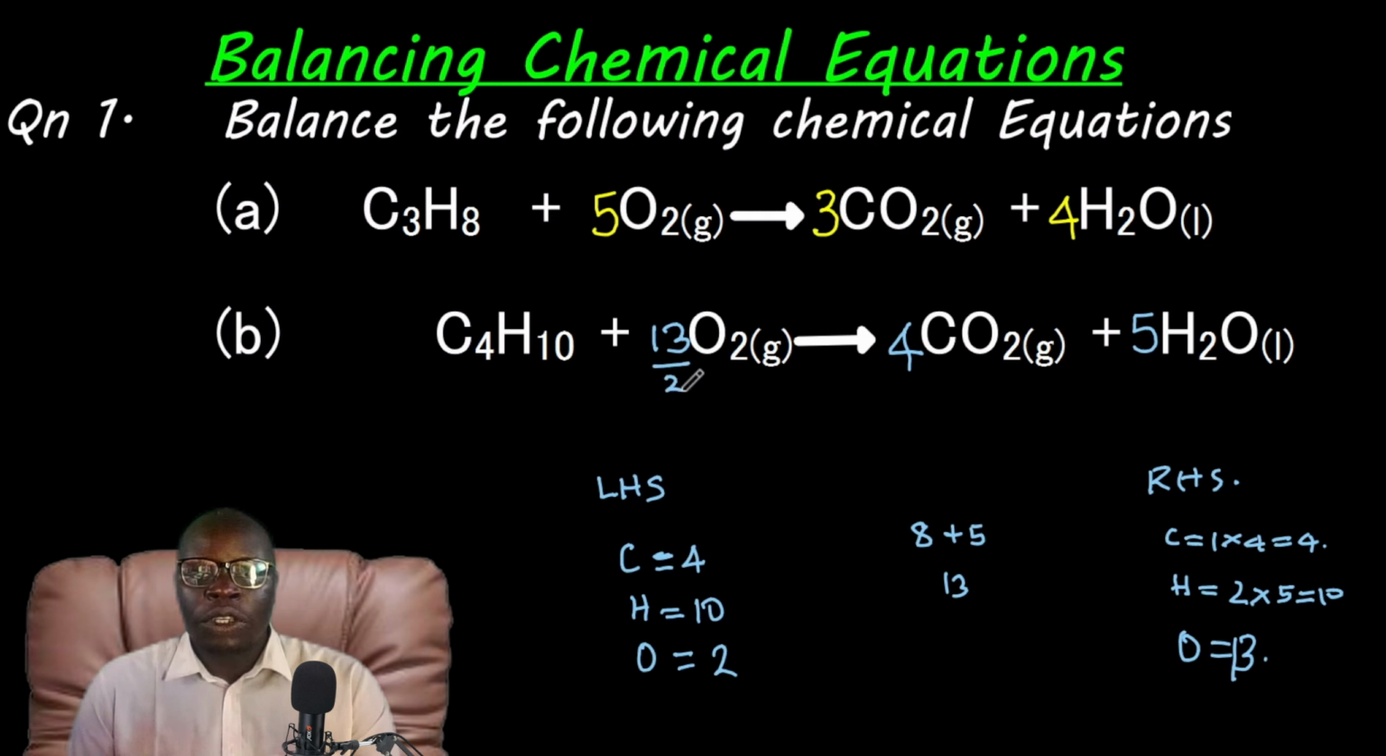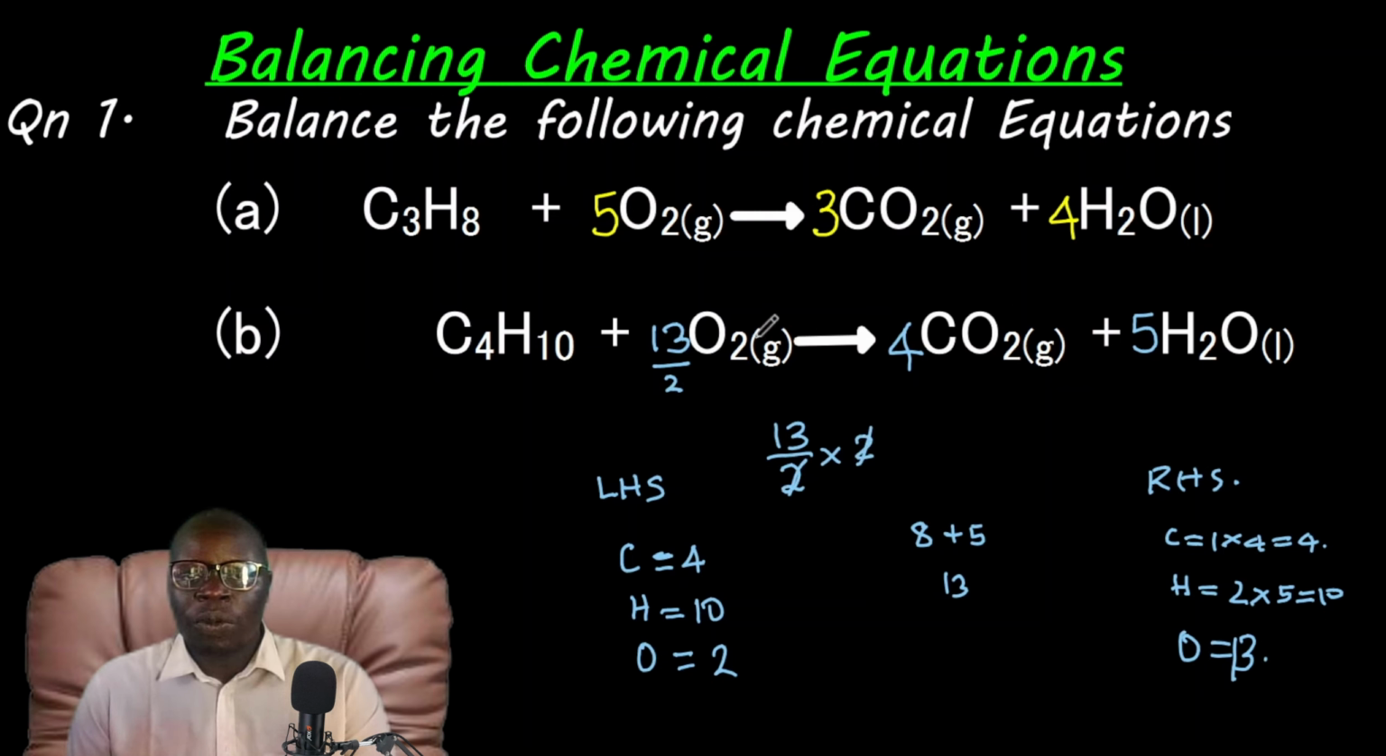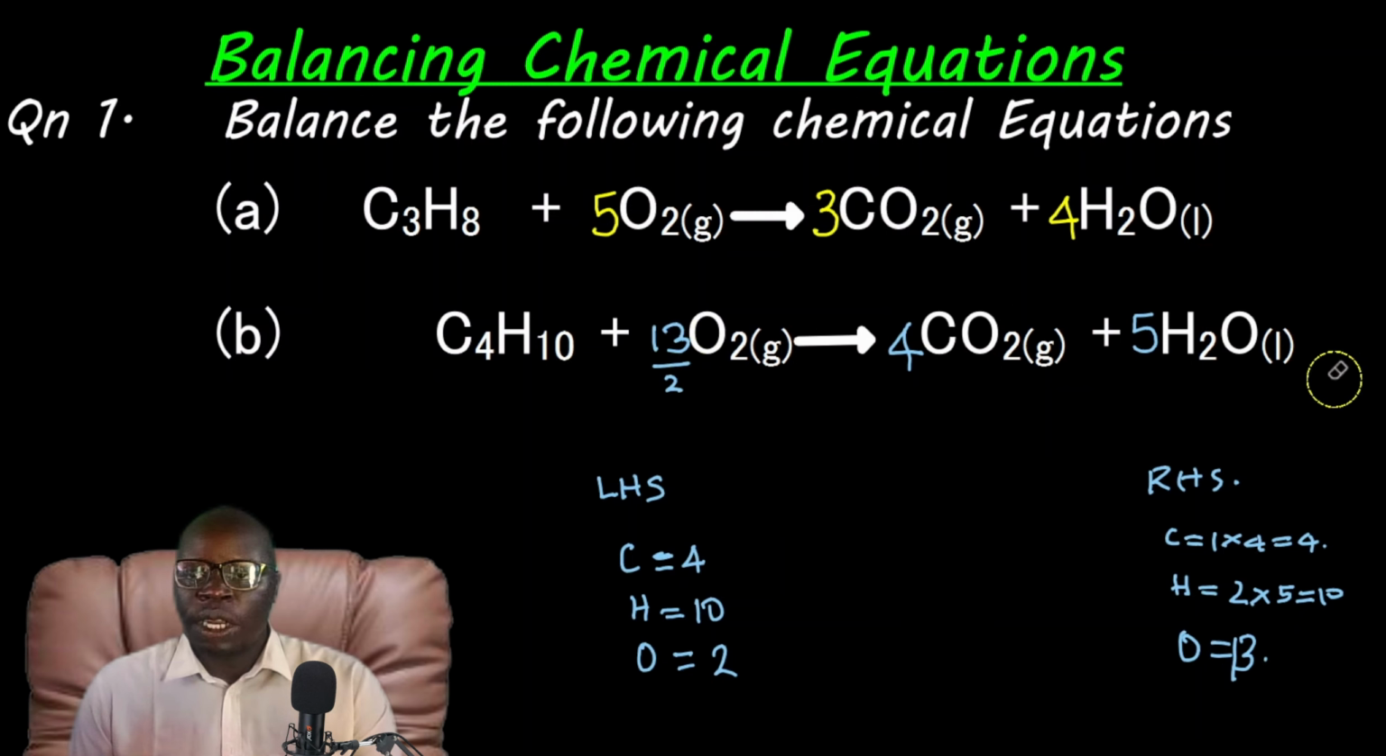13 over 2. You know in maths that if you have a number like 13 over 2 times 2, the 2 will cancel and we obtain this 13 here. But of course, we're not going to cancel them, so we'll have fractional molecules. But in real life, we don't have a number of moles that is a fraction. So to eliminate this, we have to multiply the whole equation by 2, so that we eliminate this fraction from this side here.